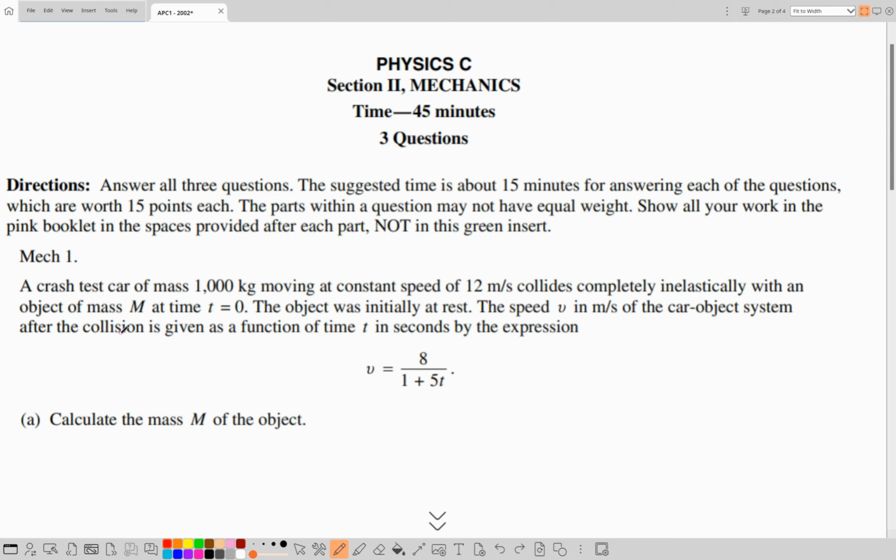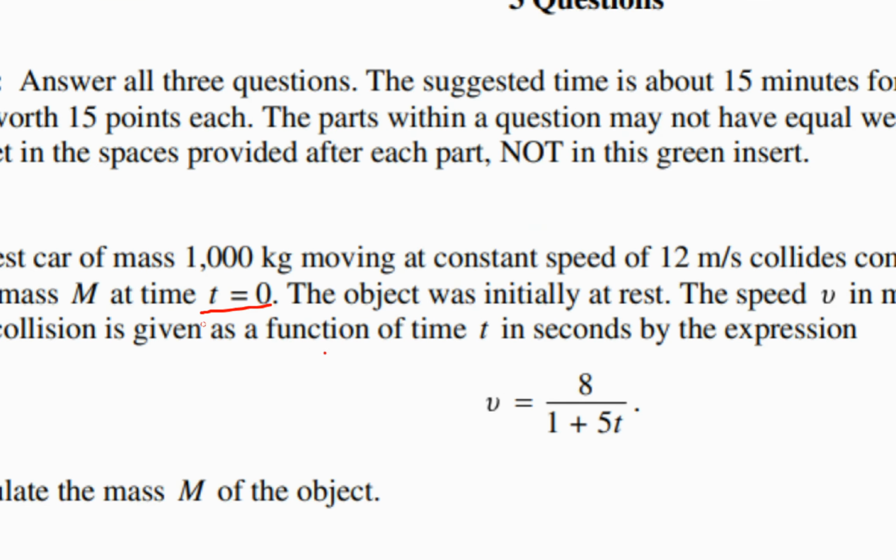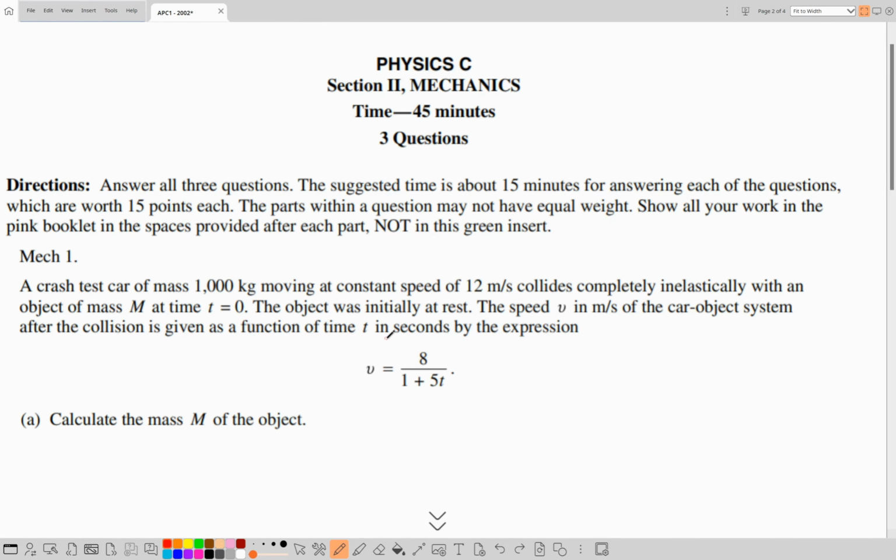A crash test car of mass 1000 kilograms moving at a constant speed of 12 meters per second collides completely elastically with an object of mass capital M at time t equal to 0. So time t equal to 0 represents the instant of collision. The object was initially at rest.